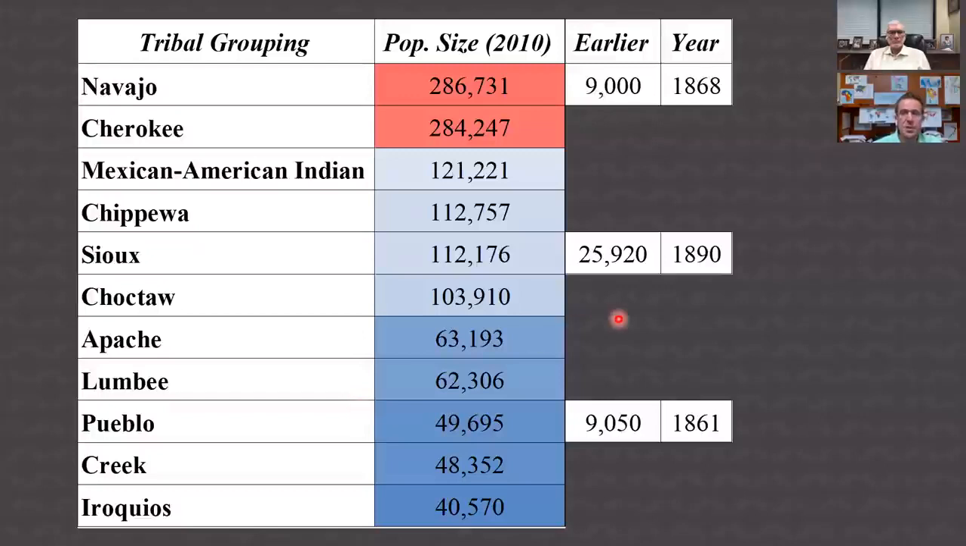For some of these groups, we have historical data. So we know from history that in 1868, there were only 9,000 Navajos. So they've increased over 30-fold in just over a century. The Sioux were at about 25,000 people in 1890. They've increased less dramatically. The Pueblos are also around 9,000, this time in 1861. They've increased less than the Navajos. The point is, after this population went down, down, down for several centuries, some of these groups have now recovered.